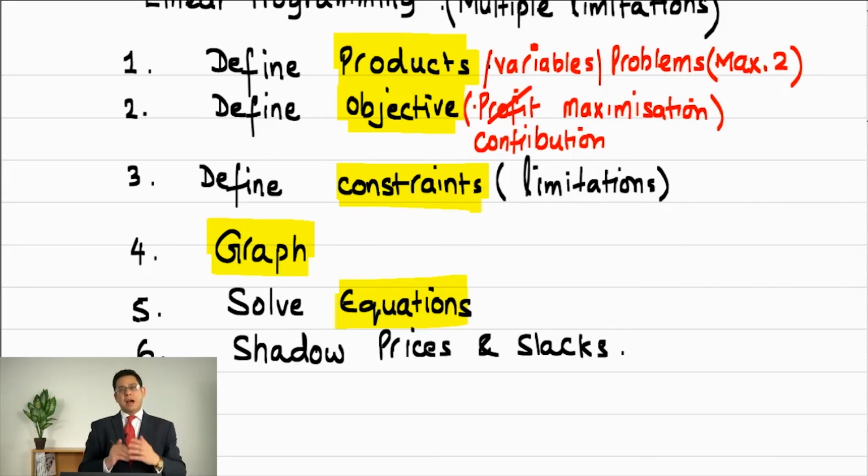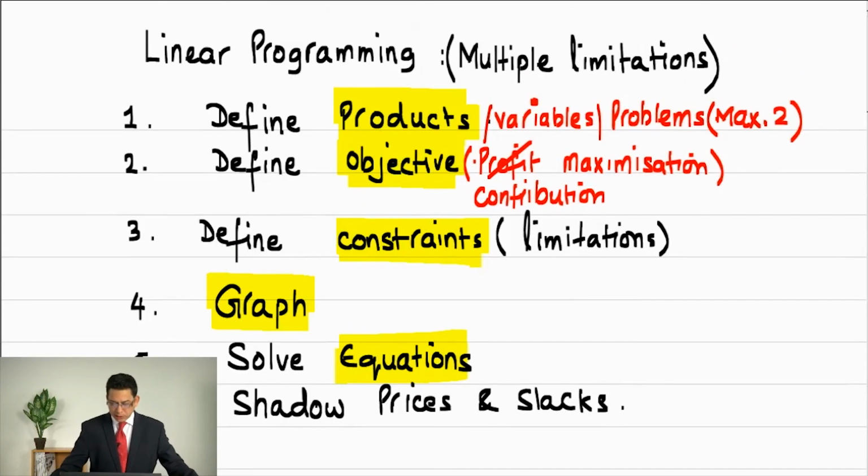And then once we are done with this part of the linear programming, we are going to discuss some of the resources through the shadow prices and slack. So this is all about your linear programming syllabus. Now let's have a look at an example or a question or scenario so that we can apply all 6 steps.